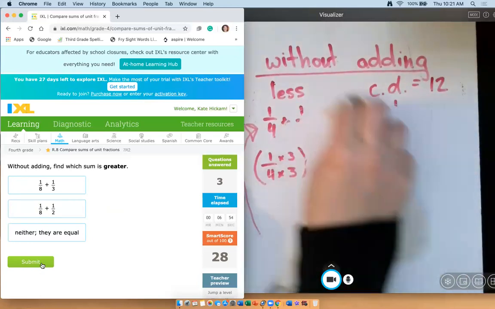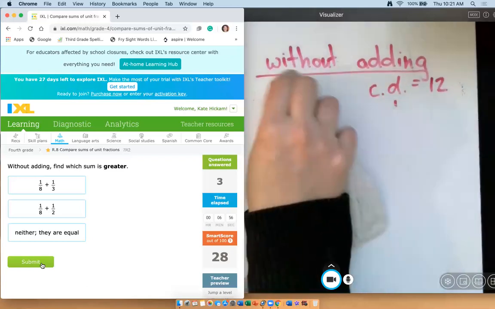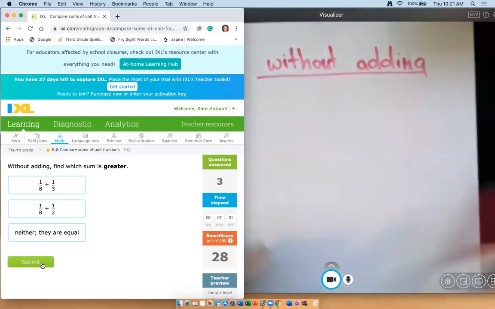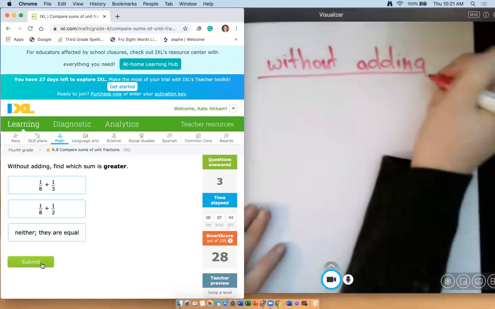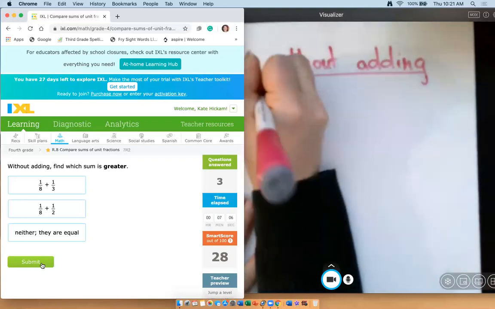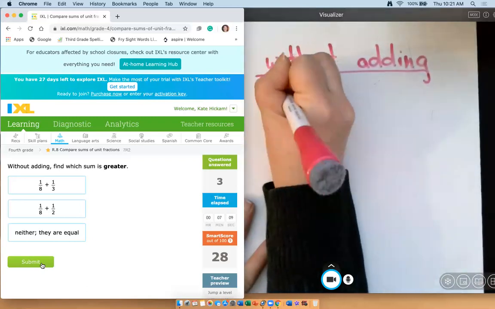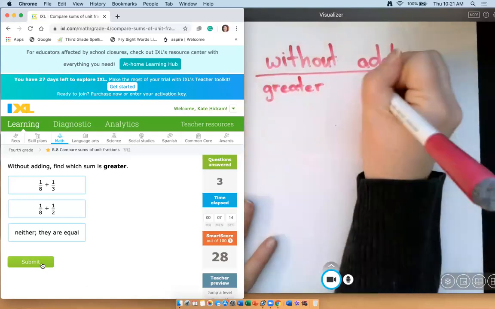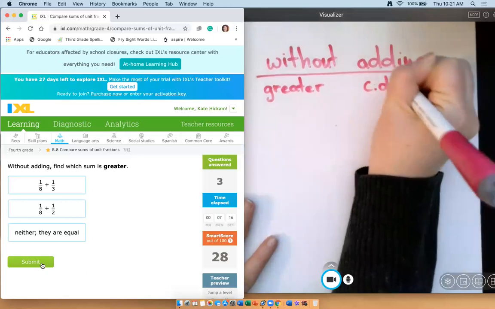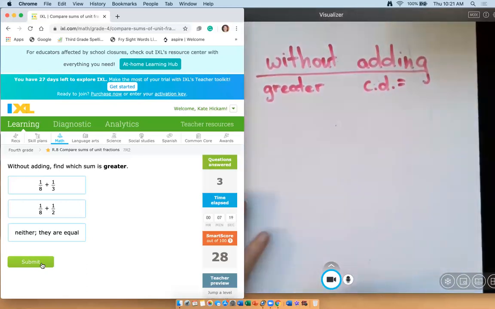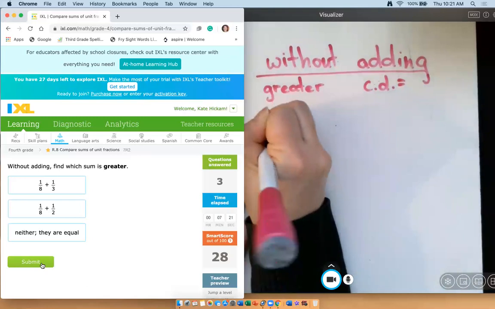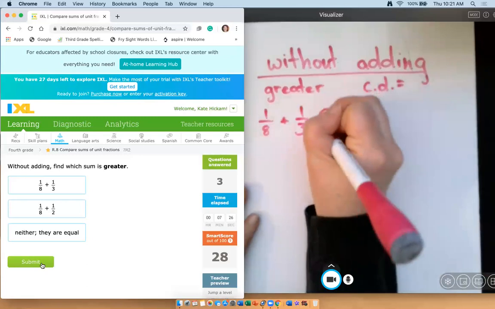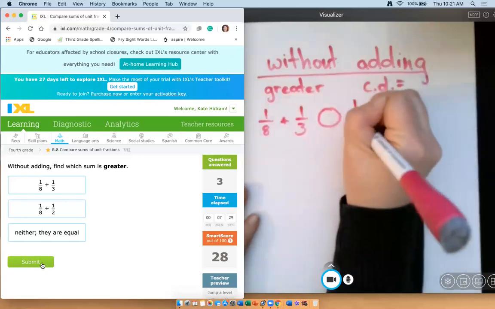This time I'm looking for the bigger number or the greater number. So greater is gonna go up in the corner so I know what I'm looking for. And then I'm gonna have C.D. for my common denominator. I'm comparing 1/8 plus 1/3, comparison bubble, to 1/8 plus 1/2.